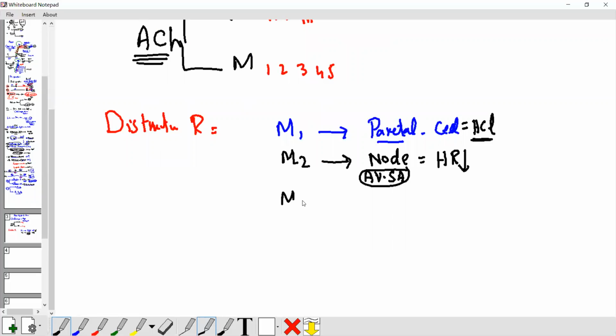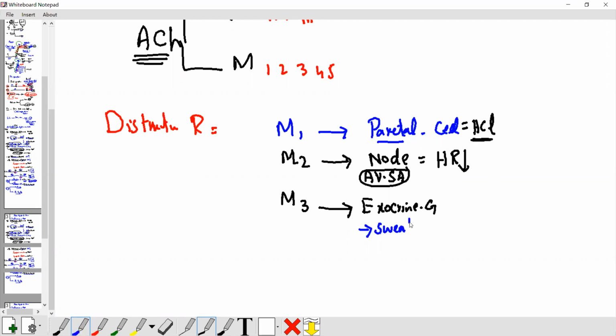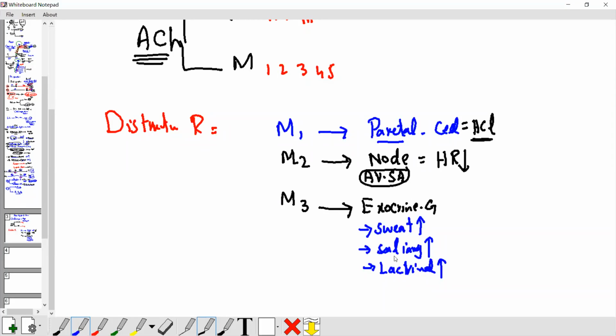M3. Now move on to M3. M3 is present on, number 1, exocrine glands. Where? Sweat gland, yeah. Another gland, salivary gland. These 2 glands are very important. Another gland, the lacrimal gland in your eye for tears. So increased sweating, increased salivation, increased watery eye. It's M3. M3 receptor is present on exocrine glands.